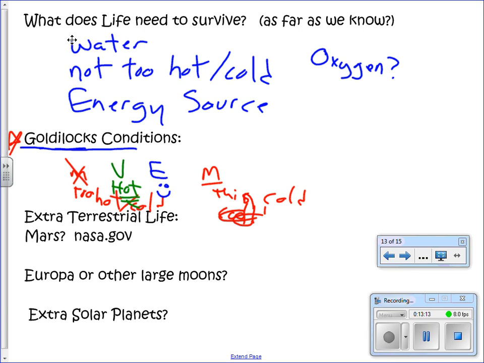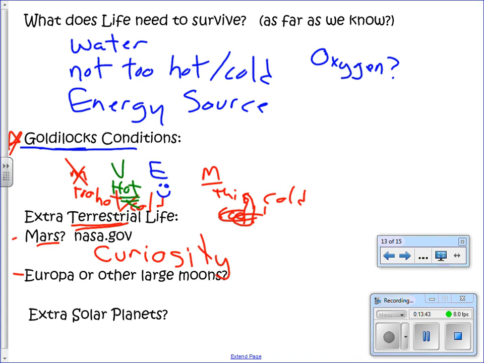And the other places that we might think there might be extraterrestrial, and remember we said terrestrial means land or Earth, extraterrestrial life, Mars seems like it may have had life in the past, and the Curiosity rover that's there right now, the main goal of the Curiosity rover is to look for evidence of life. And we started watching a NOVA video that we'll finish on that.